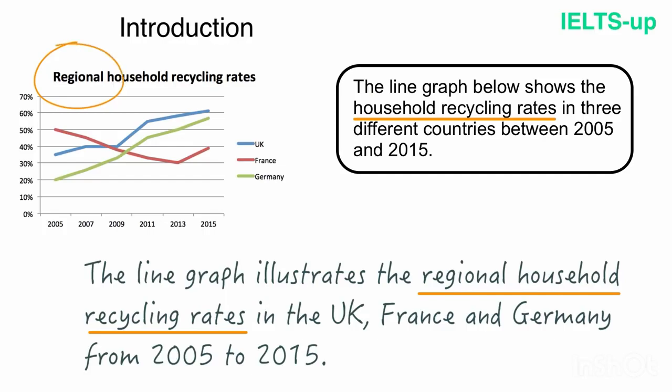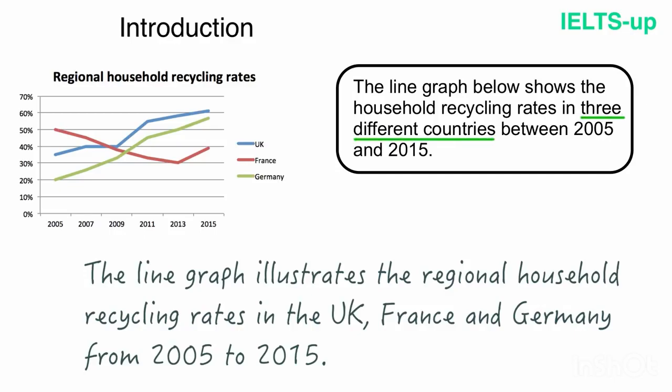So you see, I look at my graph and I look at my topic at the same time, and I include all the key information from my graph and from my topic into my introduction. After that, I list the countries. Instead of simply saying 3 countries, I give the specific names. I say the UK, France, and Germany.